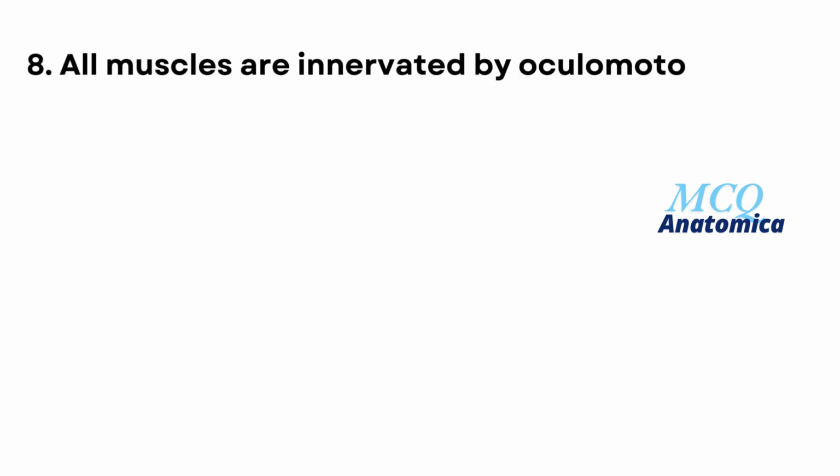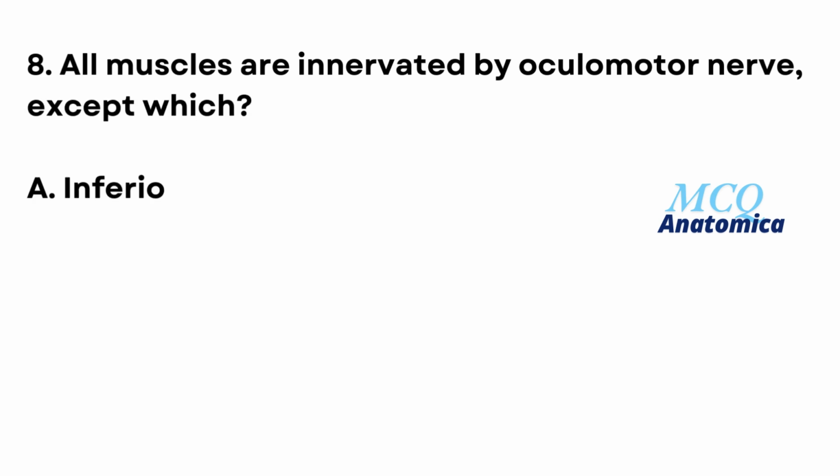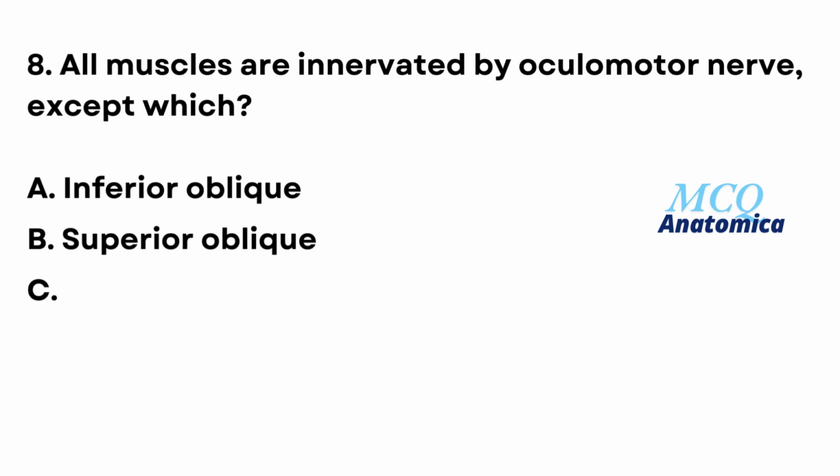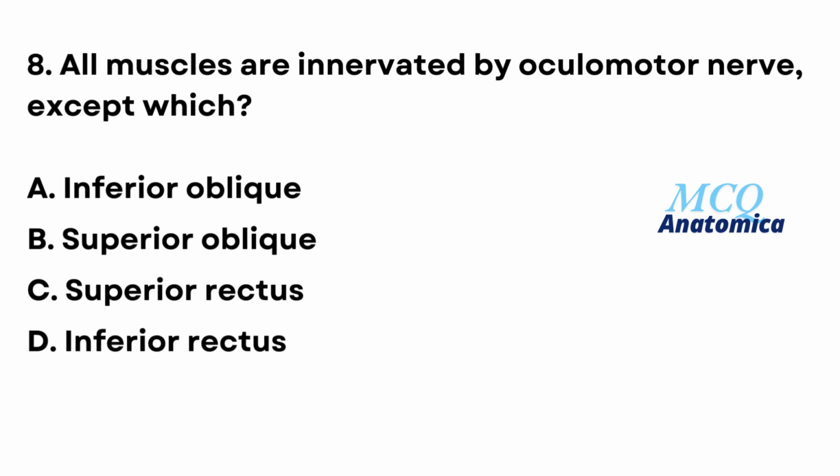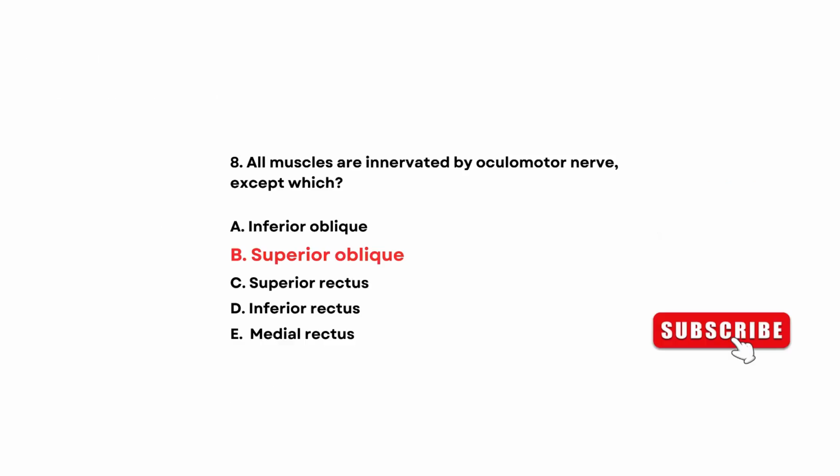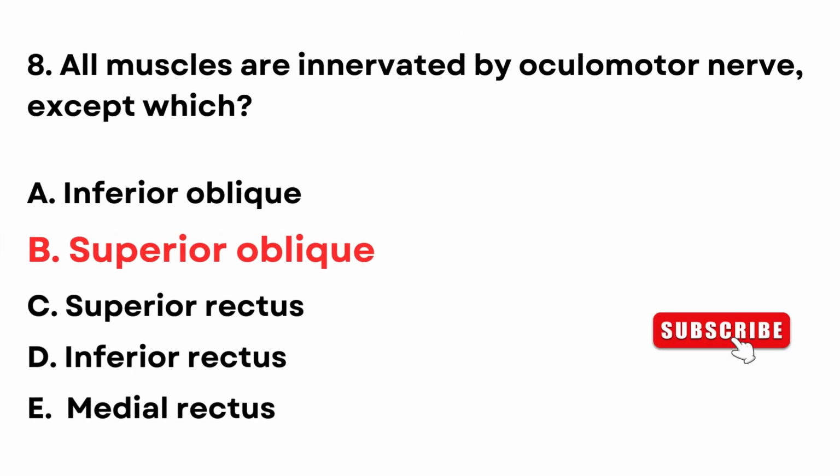8. All muscles are innervated by the oculomotor nerve, except which? A. Inferior oblique. B. Superior oblique. C. Superior rectus. D. Inferior rectus. E. Medial rectus. The answer is B. Superior oblique.